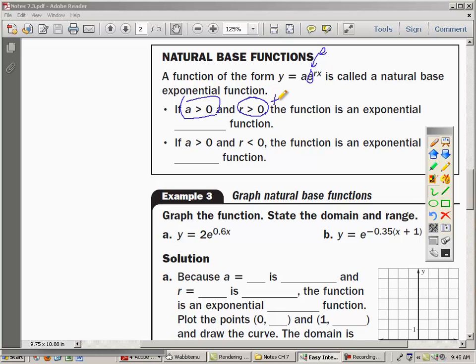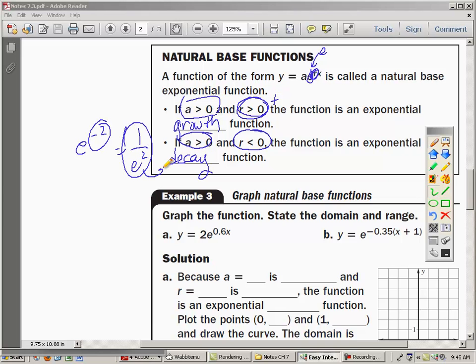If the initial value a is greater than 0, and r is greater than 0, meaning it's positive, okay, this is that exponent we just talked about a few minutes ago. If this is positive, the function represents exponential growth, because the base is going to be greater than 1. If the initial value is greater than 0 and r is less than 0, meaning like e to the negative 2 power like we just did, this is going to lead to exponential decay because the exponent's negative, which makes it 1 over e squared, which is less than 1, and so my base is less than 1, which leads to decay.